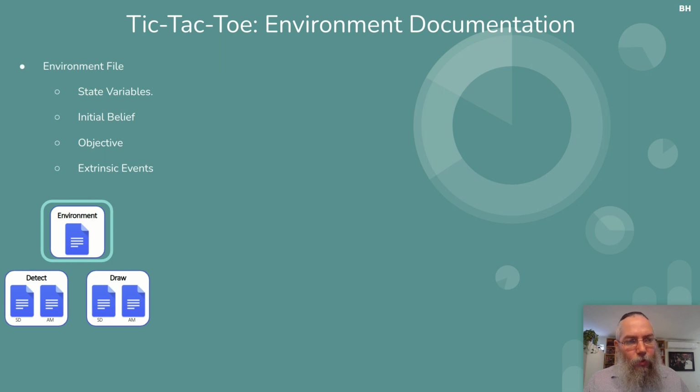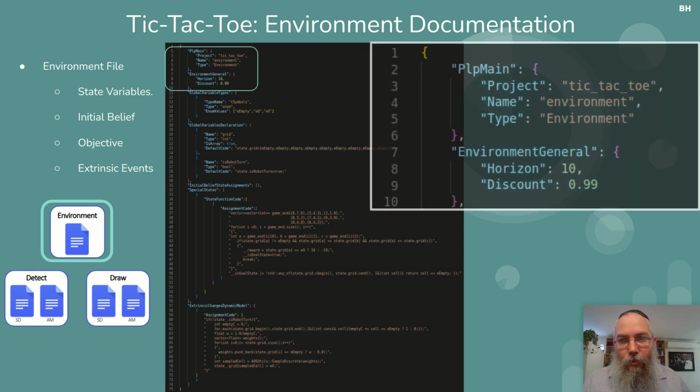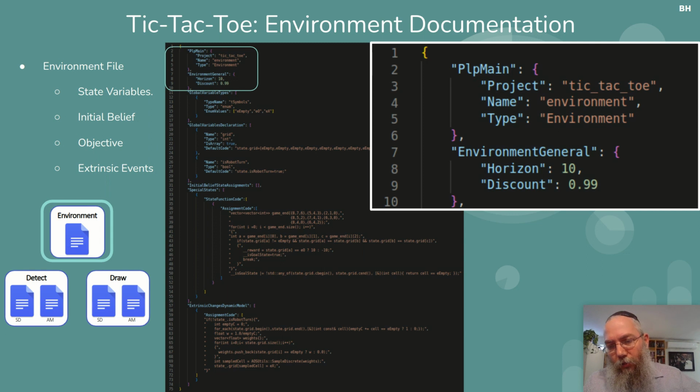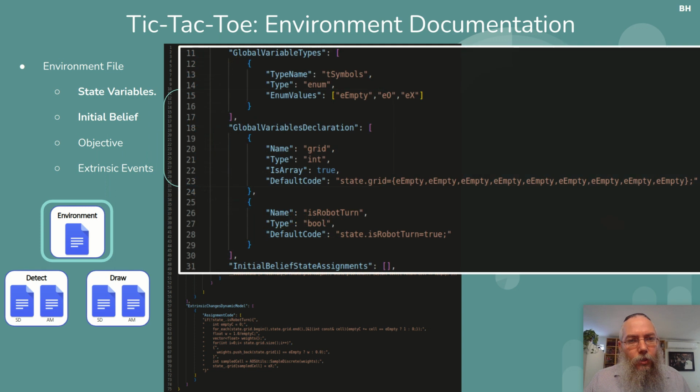So in the environment file we need to describe the state variables and the initial belief, the objective, and extrinsic events. This is how it looks, and you can describe your look ahead, how much you want the robot to plan in advance. In here, the horizon is 10 moves, and also we want to describe the state variables.